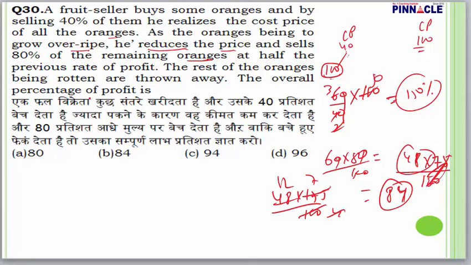Rest of the oranges being rotten are thrown away, overall percentage of profit. 100 rupees was the cost price. Out of the 100 rupees item, he sold 40 rupees item at 100 rupees. It means he has just covered the cost. And the remaining, that is 60, 80% of it, that is 48 rupees item, which he incurred cost. And he is selling that at 50% of the earlier profit. That is 175 by 100 we are writing here, that is 75% is the profit now. Selling price would be equal to 84 rupees. So net profit would be 84 rupees. Answer would be B. Overall percentage of profit would be 84, because he is now selling all the items for 184 rupees. He purchased for 100 rupees. So the difference is the profit, which is 84 rupees.